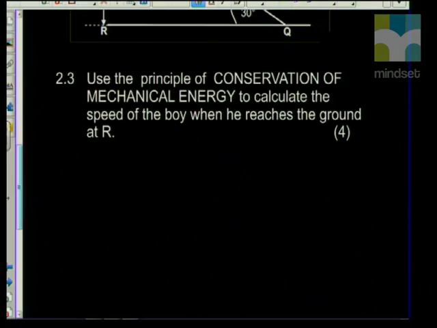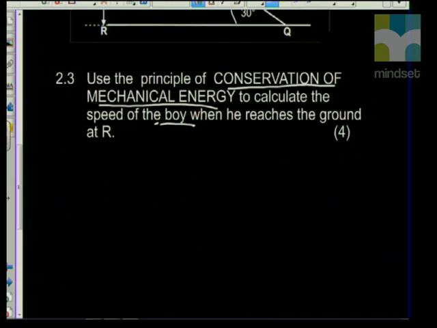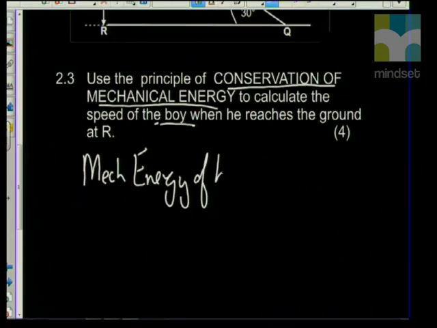It now says to us that what we're required to do is to use the principle of conservation of mechanical energy to calculate the speed of the boy when he reaches the ground. Now, when it says use mechanical energy, that doesn't mean you can use projectile motion equations of motion. No, we have to use mechanical energy. So, conservation of mechanical energy. What we're going to say is that the mechanical energy of the boy is equal to his kinetic energy plus his potential energy. And we know that that has to stay the same.